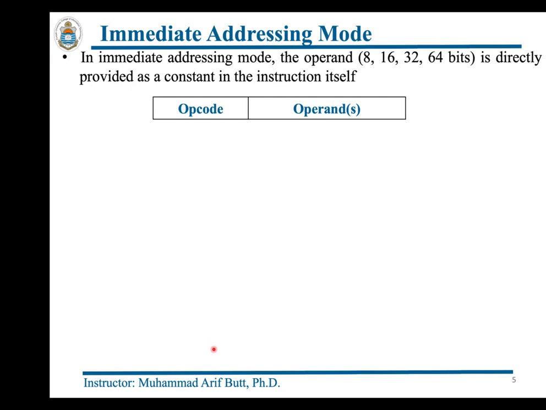The next addressing mode I'm going to talk about is the immediate addressing mode. In immediate addressing mode, the operand is directly provided as a constant within the instruction itself. For example, these are instructions which we have seen in the previous session as well. The immediate value 3A in hex is moved inside the AL register, and over here this immediate value 123 in decimal is moved to the EAX register.